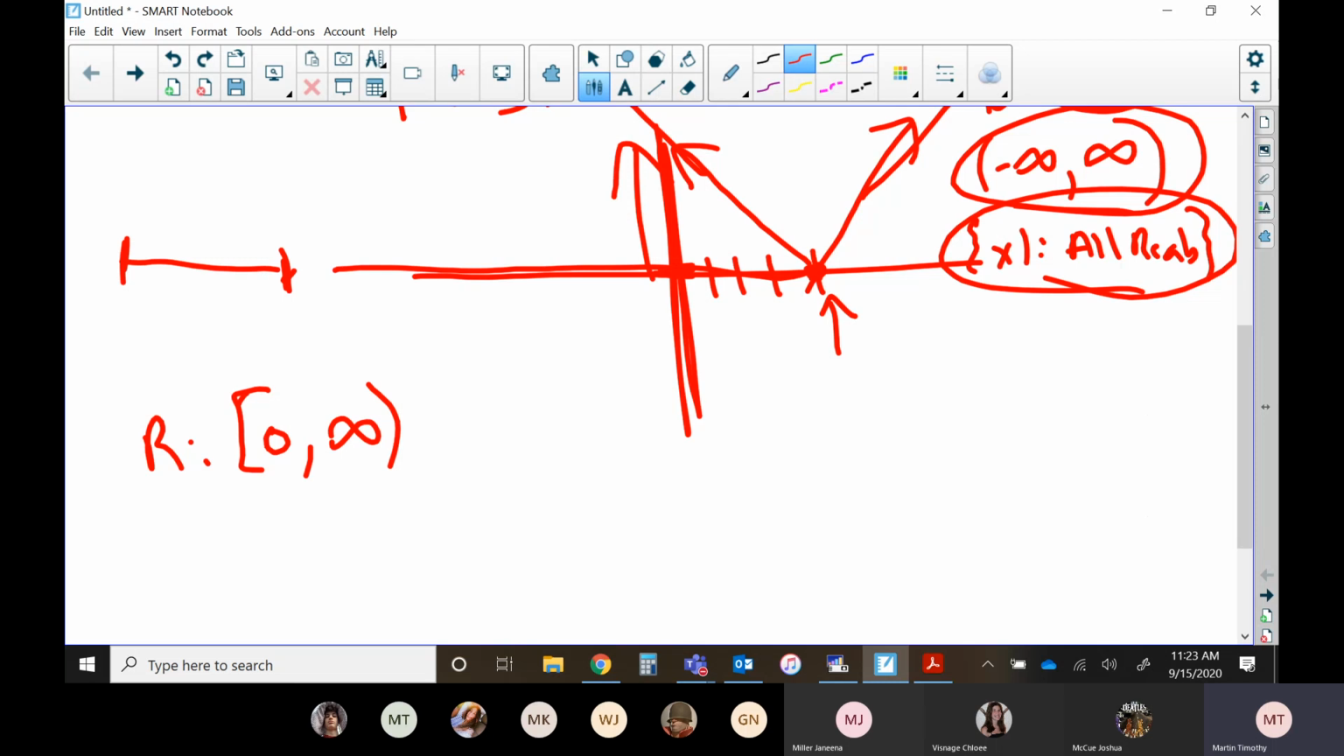The way I would do this with set builder notation would be funky brackets, y is greater than or equal to 0. Since I'm talking about range, I have to do y, because range only discusses y. Did that make sense?